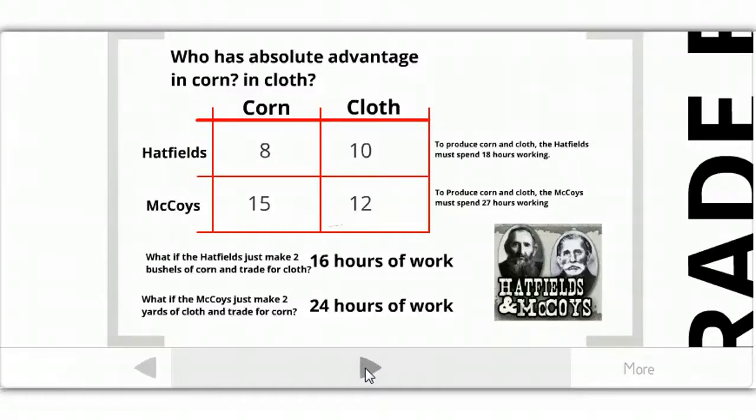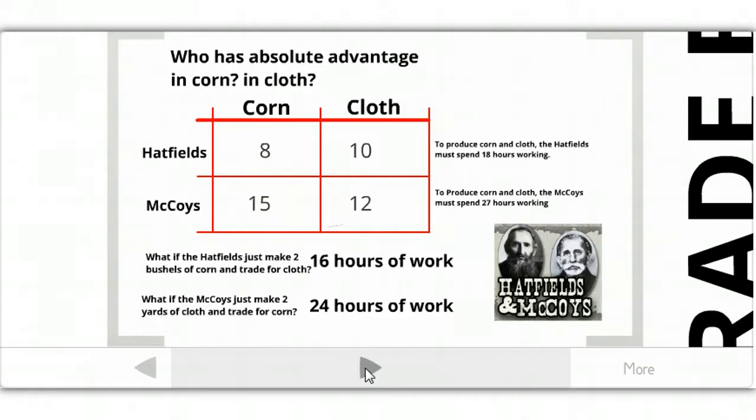The McCoys, what if they just made 2 yards of cloth and traded for their corn? Well, they would be spending 24 hours of work time. They would make their 2 yards of cloth, which would take them 24 hours, and they would trade one of those yards of cloth for a bushel of corn.